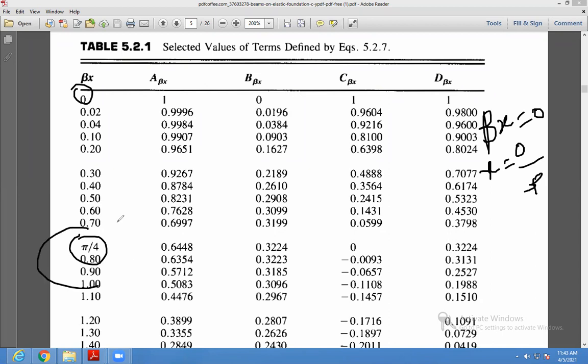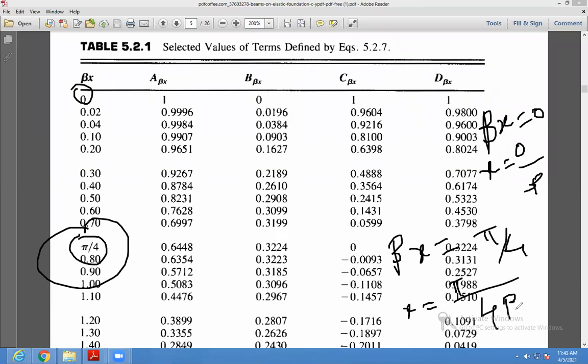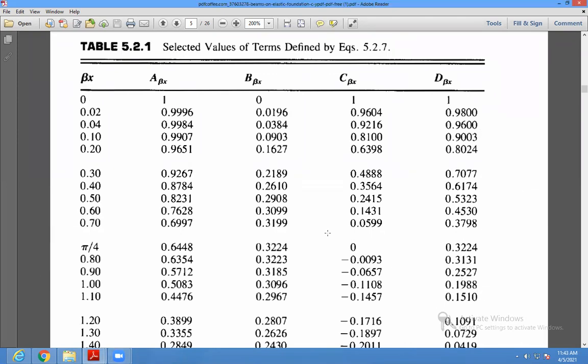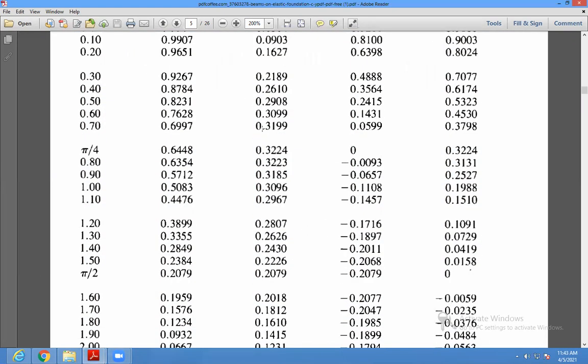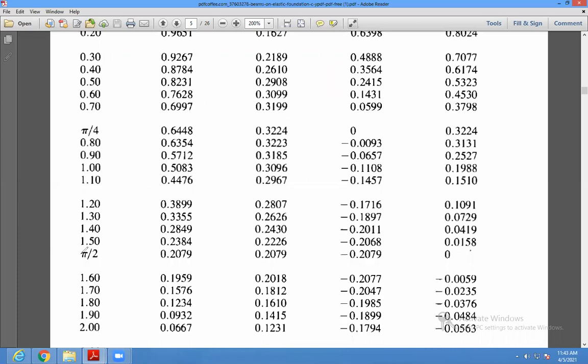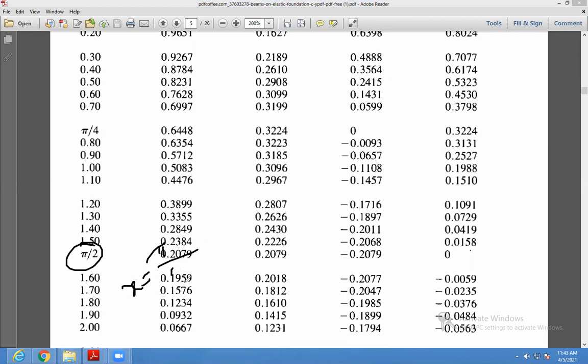If beta x equals pi by 4, then x equals pi by 4 beta. Like this, we have to consider the value of beta x, and then find x from beta x. If beta x equals pi by 2, then x equals pi by 2 beta.